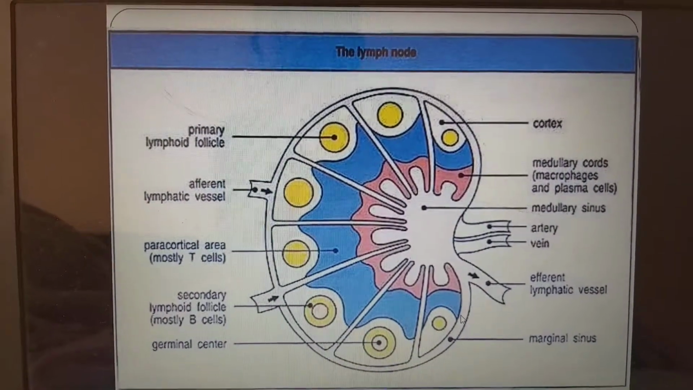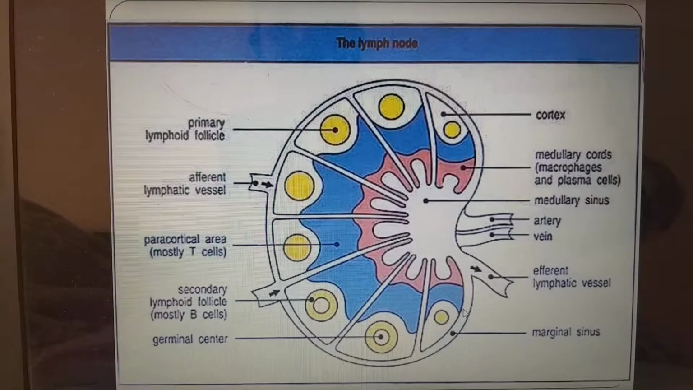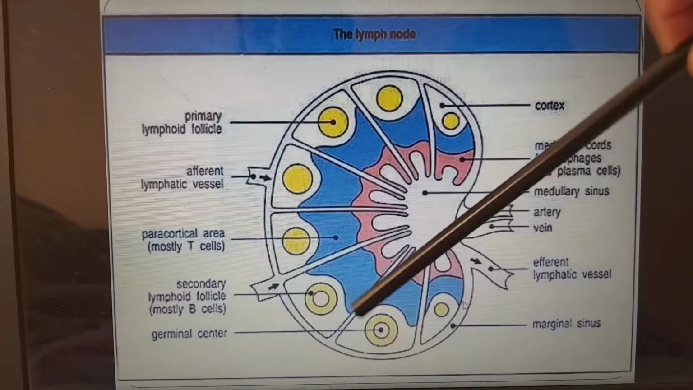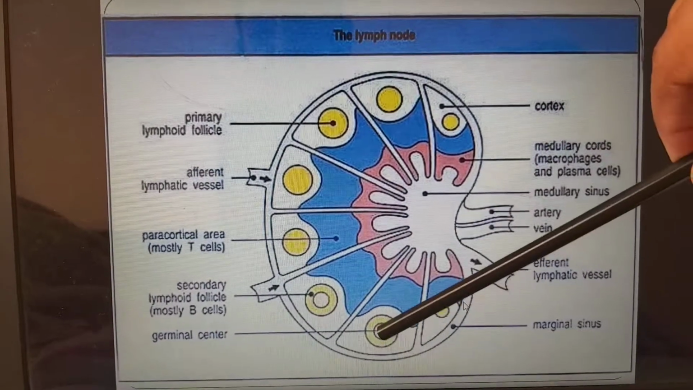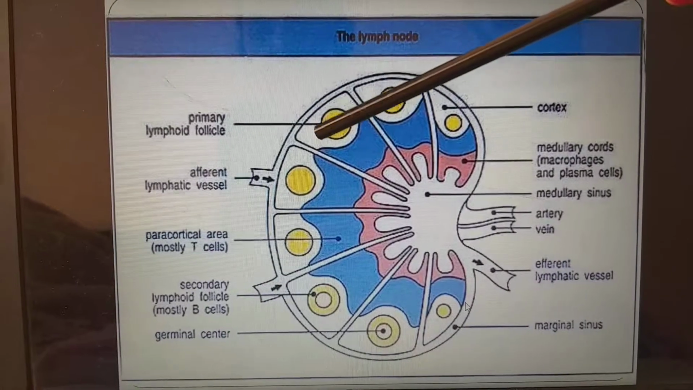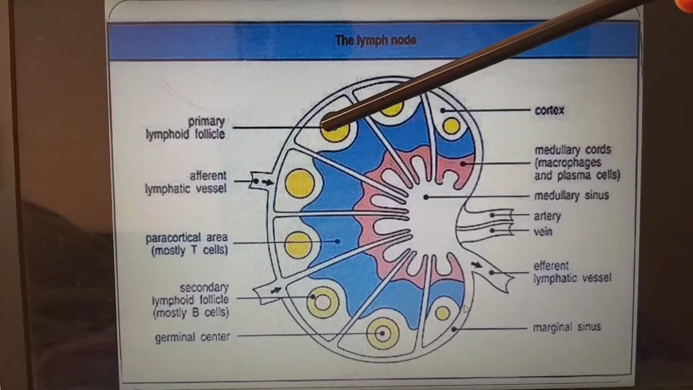So here is the picture of a lymph node. In this picture we can see the outer portion is the cortex. We have the germinal center here. In this center we have the germinal center. This is the primary lymphoid follicle. This whole thing is the primary lymphoid follicle.